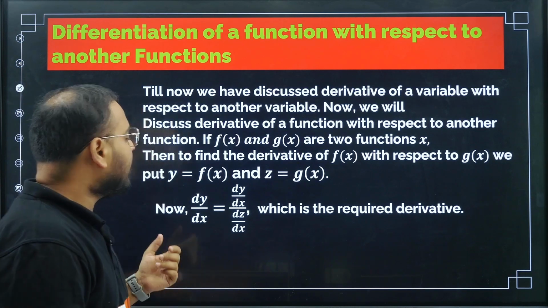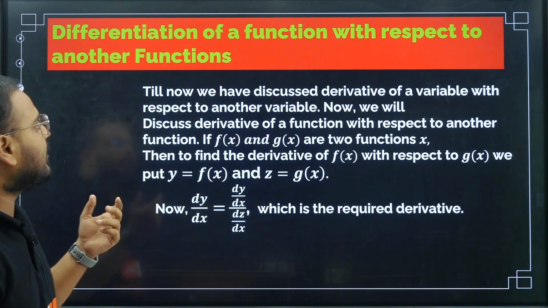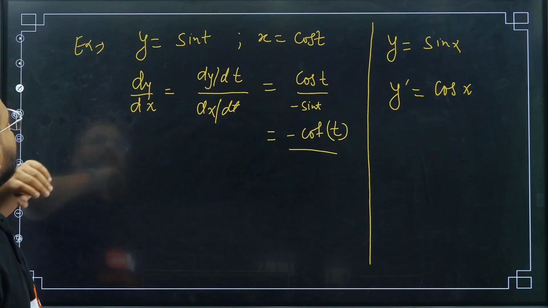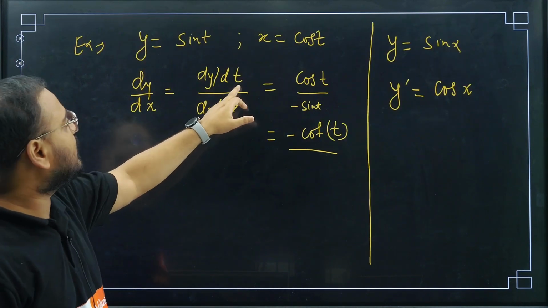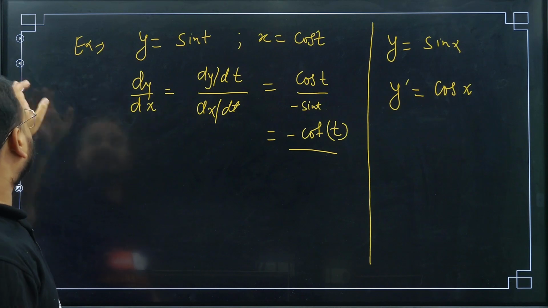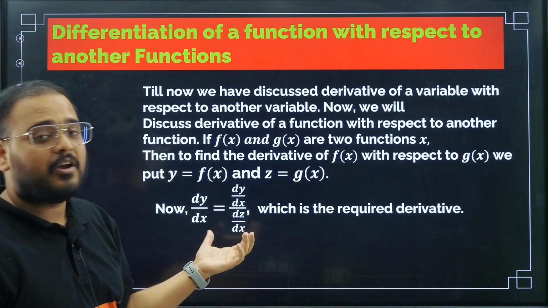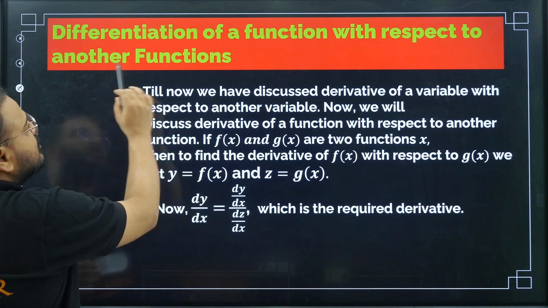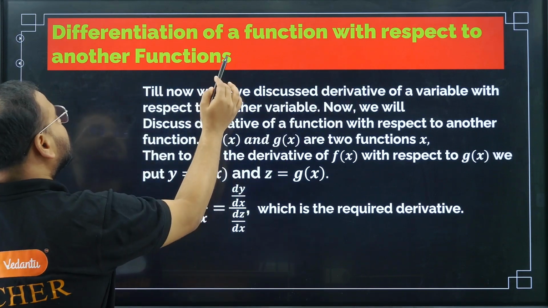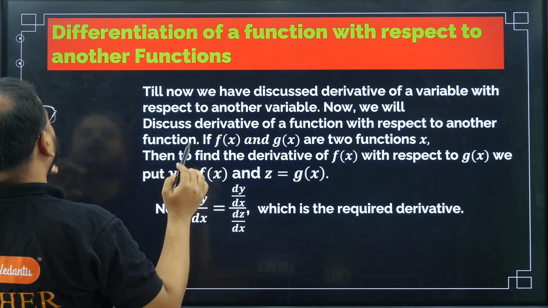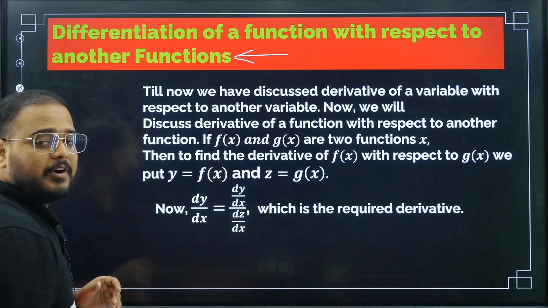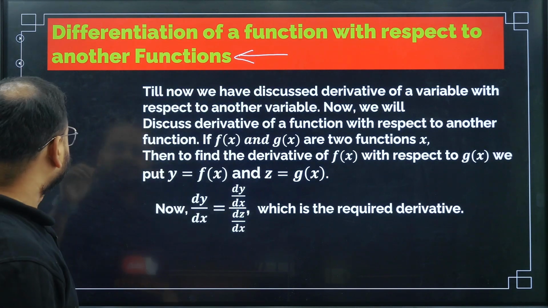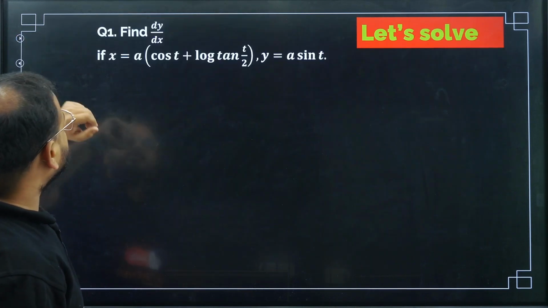What we did in the previous question, if you remember, we used differentiation across only the parameter t. But what if we have a situation where we have to differentiate with respect to another function? Whenever I have to find the differentiation of a function with respect to another function, please check here. For example, you will see in the coming question like this.